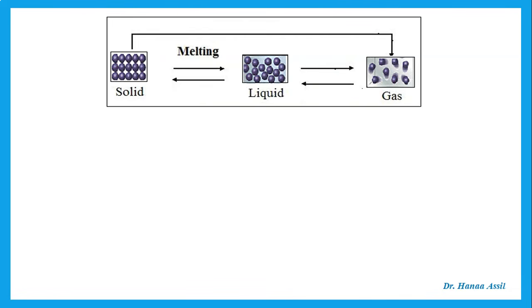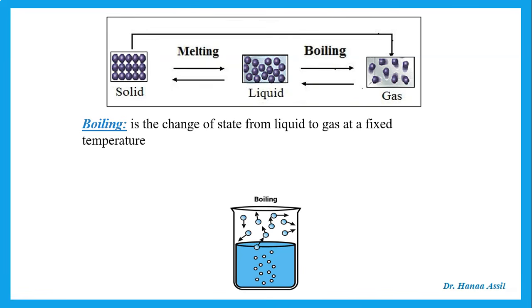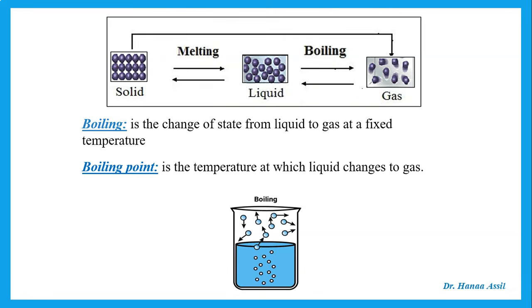Now, what does that change of state, what do we call it? We call it boiling. And this boiling is the change of state from liquid to gas. But remember that we could also call it evaporation. So you need to distinguish between boiling and evaporation. Boiling is the change of state from liquid to gas at a fixed temperature. Remember that boiling happens at a specific temperature, which we call the boiling point or the boiling temperature. So this is the temperature at which the liquid changes into gas.